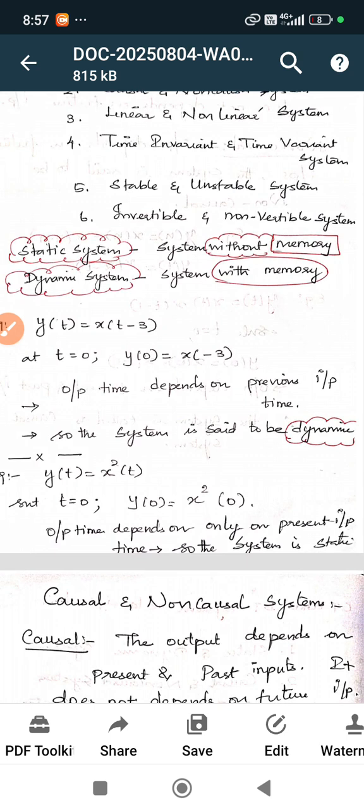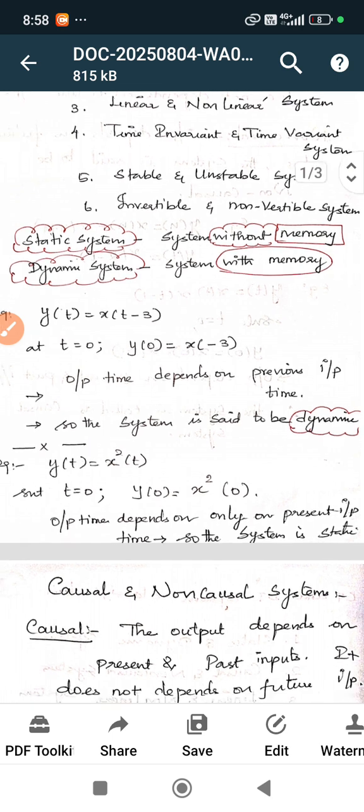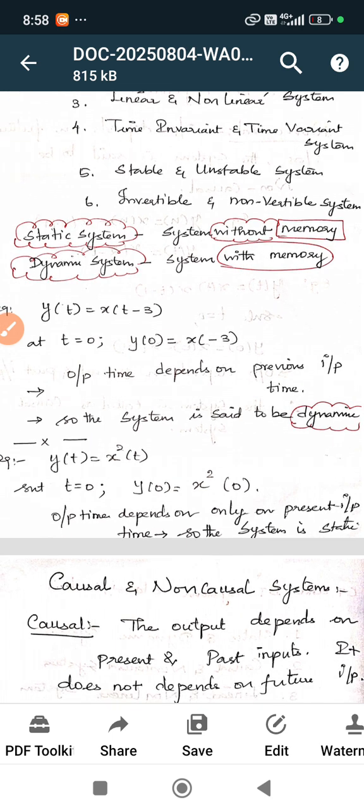See the next question, y of t is equivalent to x squared of t. Here also we are speaking with respect to time. If t is equal to 0, we substitute t is equal to 0 in this question, so y of 0 will be equivalent to x squared of 0. You can ignore the square. Here y of 0 depends on x of 0, so the output depends only on the present input, and we call it a static system. I hope you understand now.